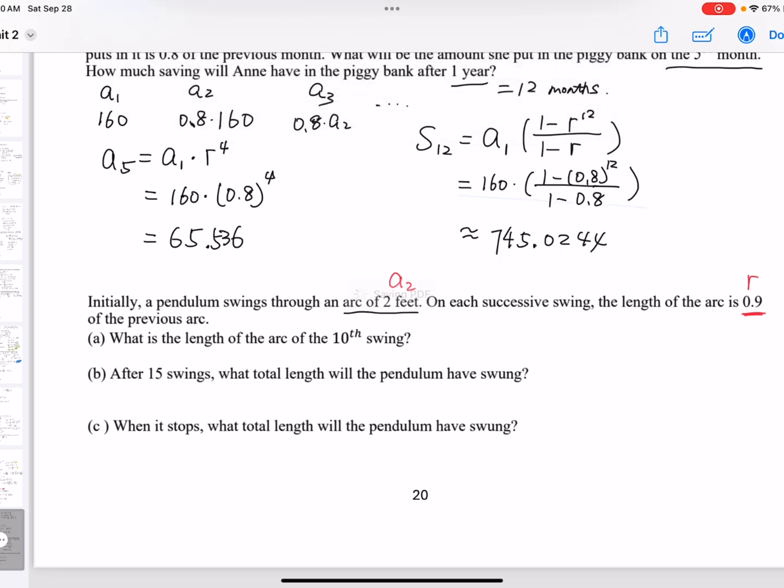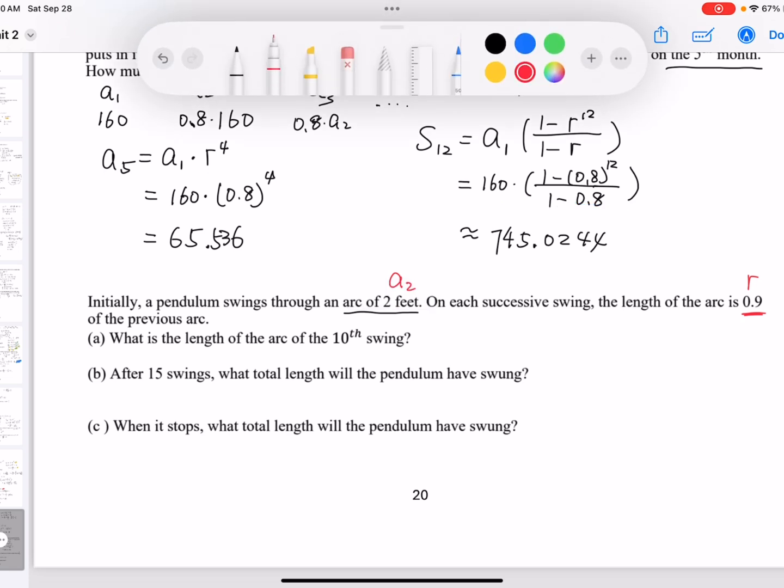Look at the first question. What is the length of the arc of 10th swing? Is looking for the a sub 10. So a sub 10 is equal to a sub 1 times r to the 10 minus 1, which is 9. It is 2 times 0.9 to the 9th power. So it is 0.7748.